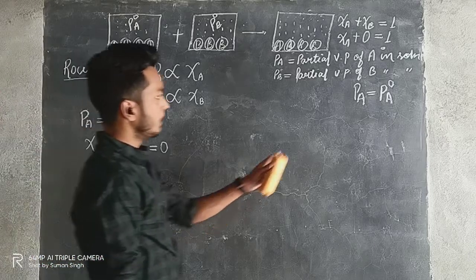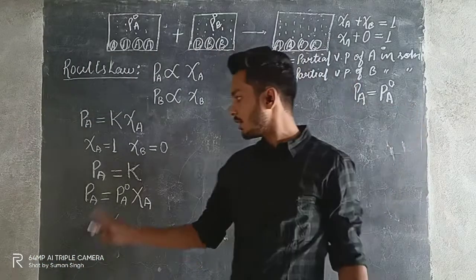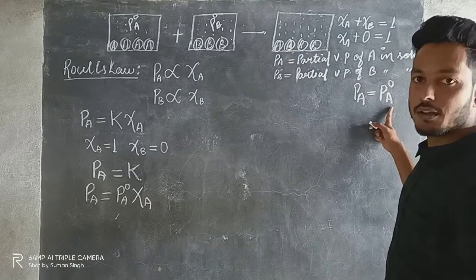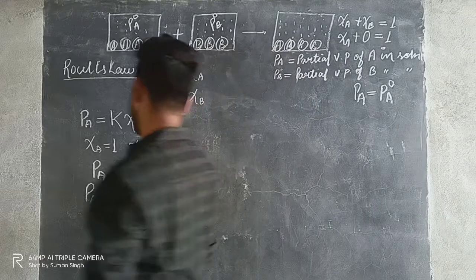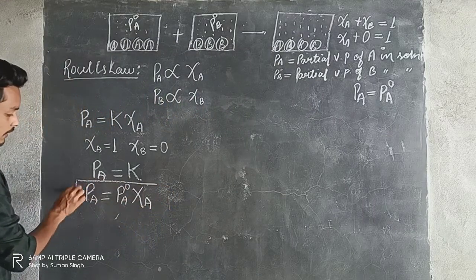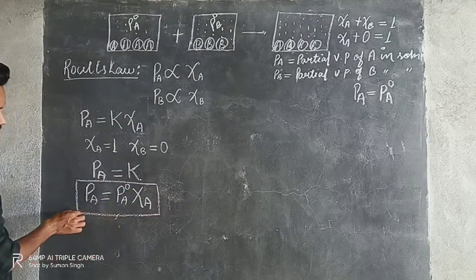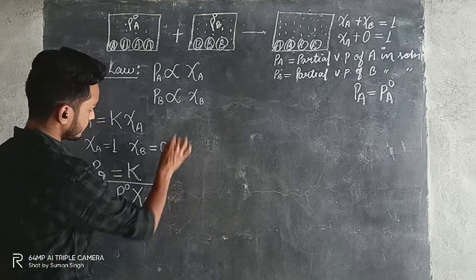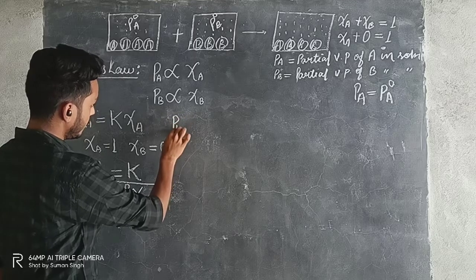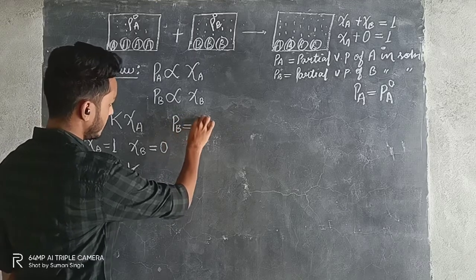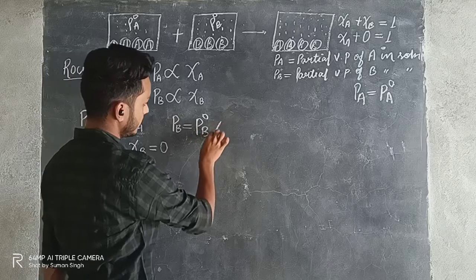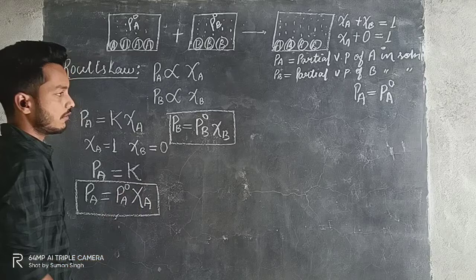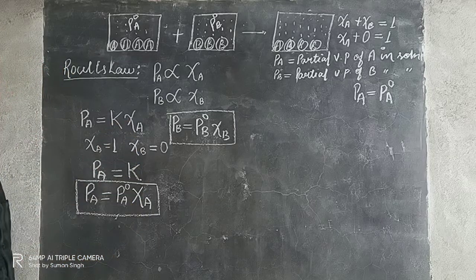Once again, you just see, P_A is equal to P naught A, and just now we have proved that P_A is equal to K also. So in place of K, we can write this, right? That's why we have got P_A is equal to P naught A zeta A. In the same way, in case of B, we can write P_B is equal to P naught B zeta B, right? So these two formulas we have got from here. This is according to Raoult's law.